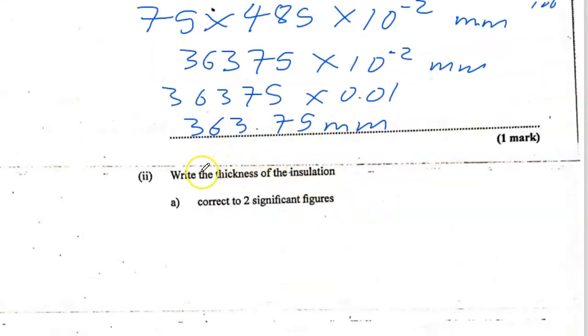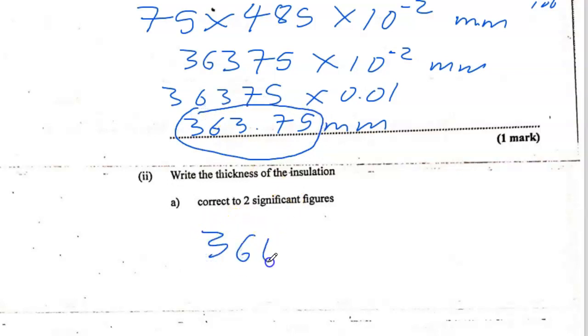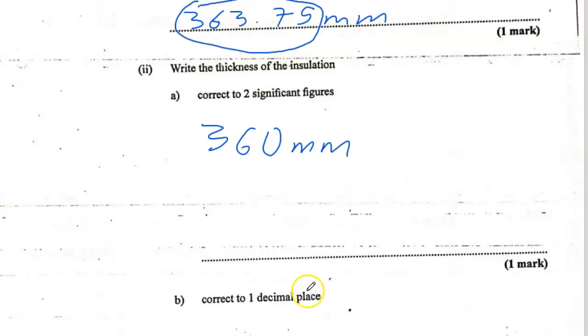And now we are asked to write our answer in part 1 correct to two significant figures. So this 363.75, to two significant figures would of course be 360 millimeters. And correct to one decimal place, 363.75 would be 363.8 millimeters to one decimal place.